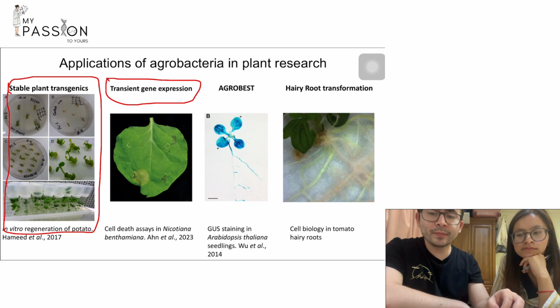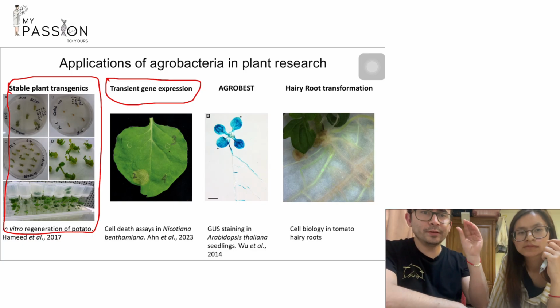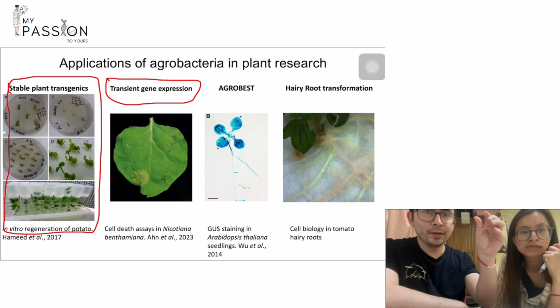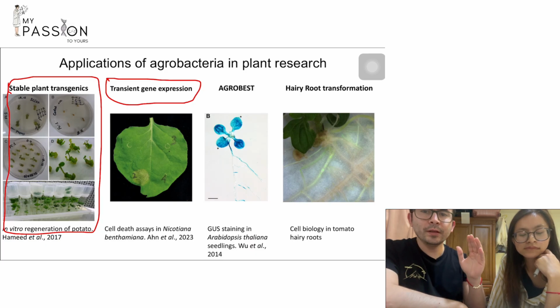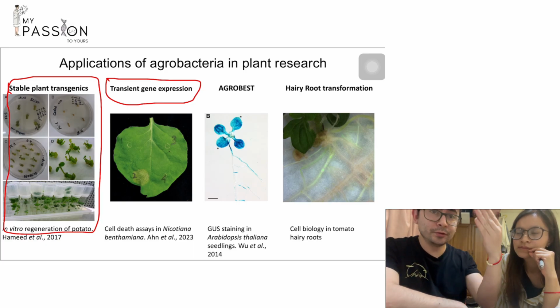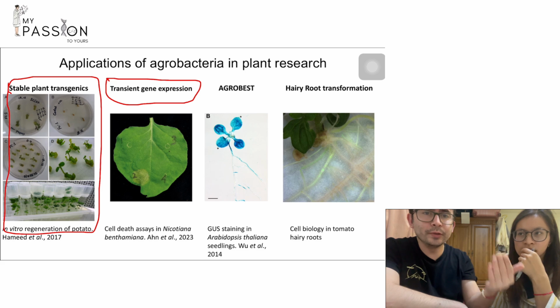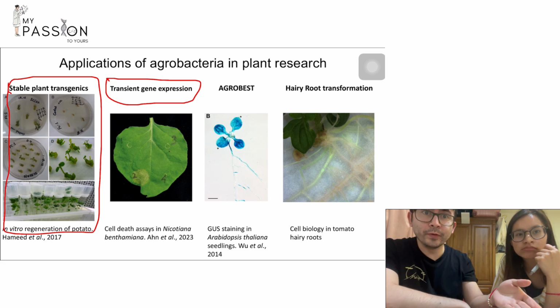Transient gene expression: in this case, the T-DNA doesn't have to be integrated into the plant chromosome. That means you just deliver the T-DNA to the plant cell, it is expressed, and that's it. This is very useful because, let's say you want to test whether your gene of interest has any effect in the plant. Then you can just do transient transformation to see if there is any effect, and if there is, then you can prove it. And this literally only takes maybe a few days, 3 or 4 days. So that's why it's so convenient, right?